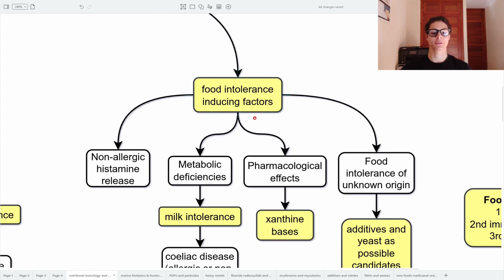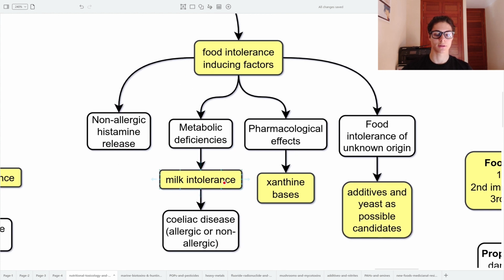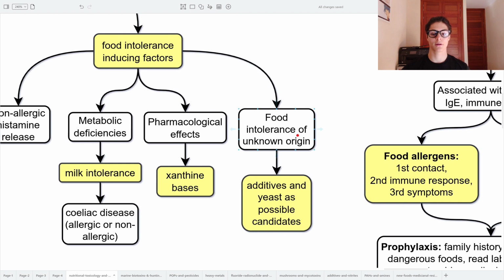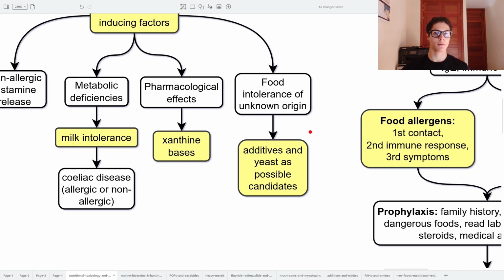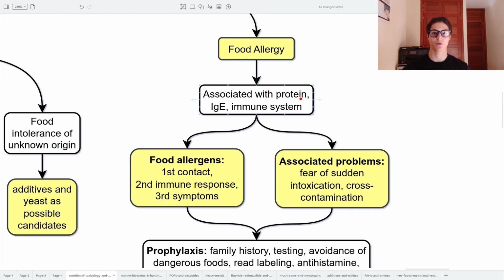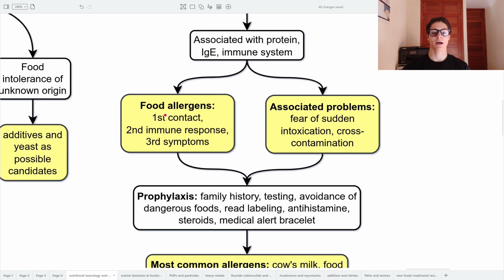And the food intolerance inducing factors are non-allergic histamine release, metabolic deficiencies such as milk intolerance, the celiac disease. The celiac disease can be either allergic or non-allergic, pharmacological effects, xanthine bases, and the food intolerance of unknown origin, which can be correlated to additives and yeast. And the food allergy is associated with protein, and it triggers the immune response, the immune system, with IgE. The food allergen, the first is the contact, the second is the immune response, and the third is the symptoms. These are the steps of the food allergy.